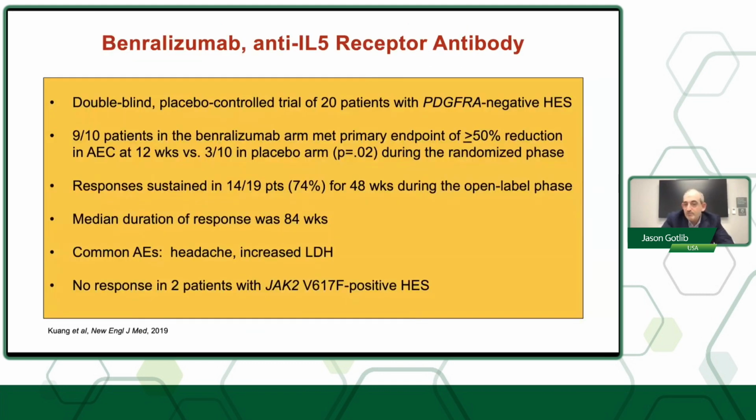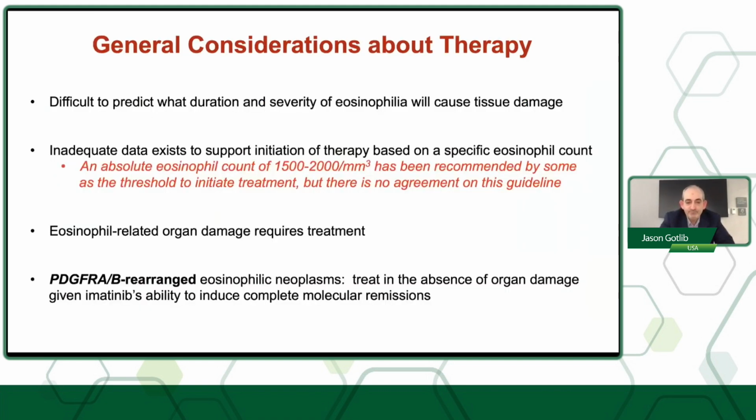Now, benralizumab is an anti-IL-5 receptor antibody. This was a small phase 2 study conducted by Amy Klion and colleagues from the NIH, and you can see that the majority of patients had very nice reductions of eosinophil counts, which were sustained. And you can see that there are patients that have JAK2 mutation, these are patients that typically do not respond to benralizumab, as these patients have more of a myeloproliferative variant of hypereosinophilic syndrome.